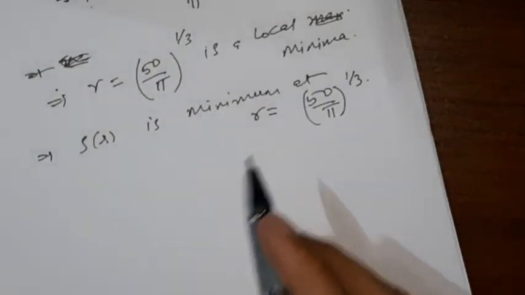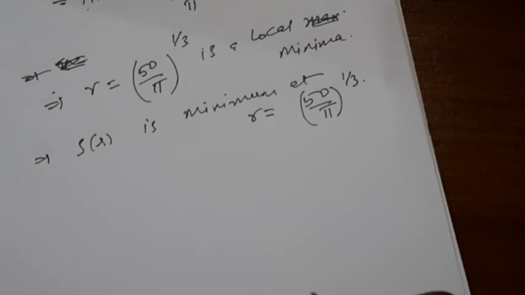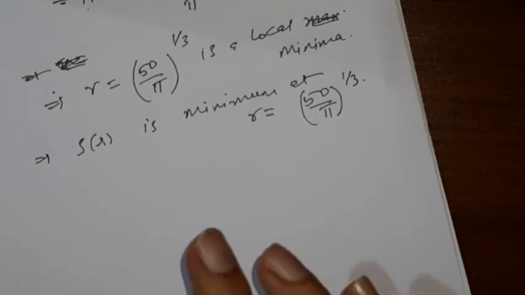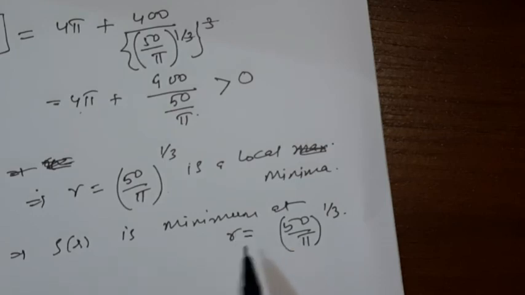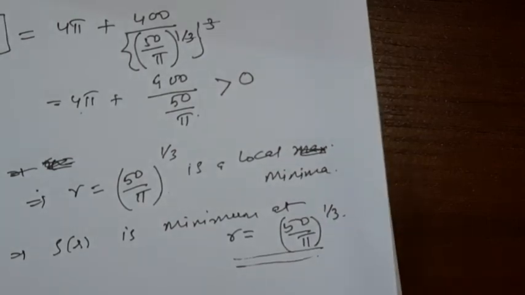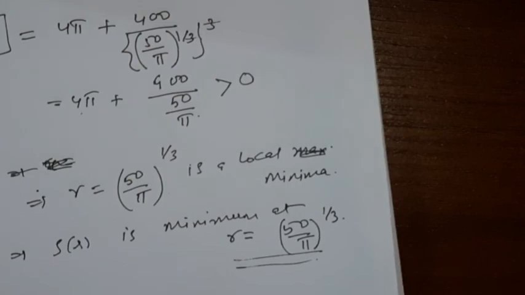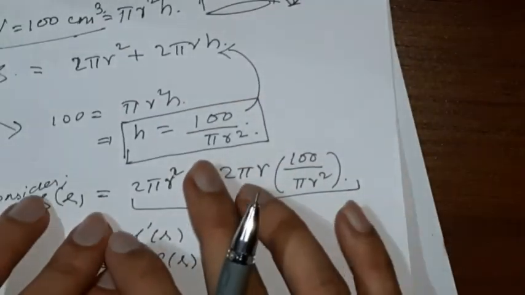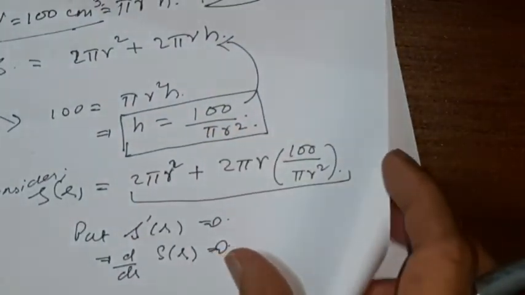So once you have the radius, what we have to find is the height, because we have to find the dimensions in this problem. Now since S(R) is minimum at R equal to 50 by pi raised to 1 by 3, what we have got is the R value. So now we also have to find the height. Let us look at the value of height. Now you have the formula I have written, h is equal to 100 by pi r square. So this formula we have to use and find the value of h.